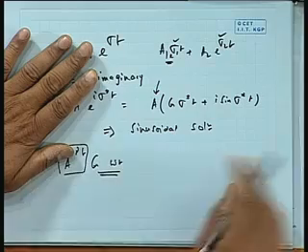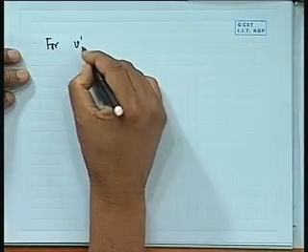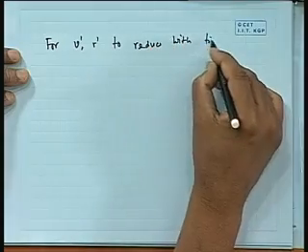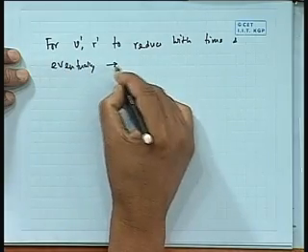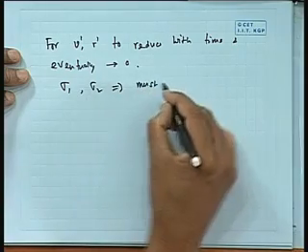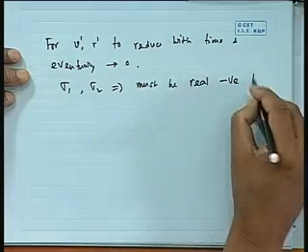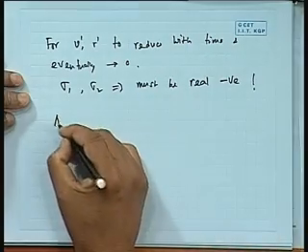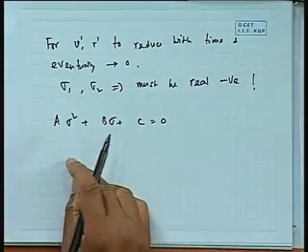So you see, we must emphasize that for V dash and R dash to reduce with time and eventually approach 0, sigma 1 and sigma 2 must be real negative. This is very important. Okay, that means my solution, see, I have got this. What is my solution for this equation?